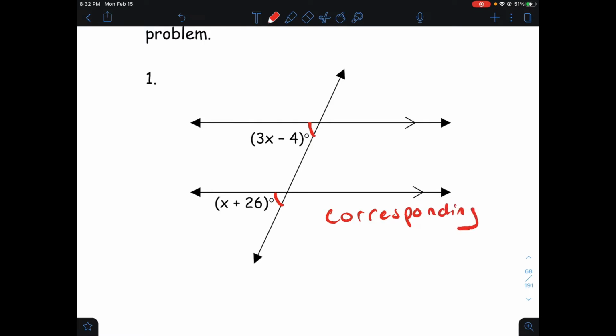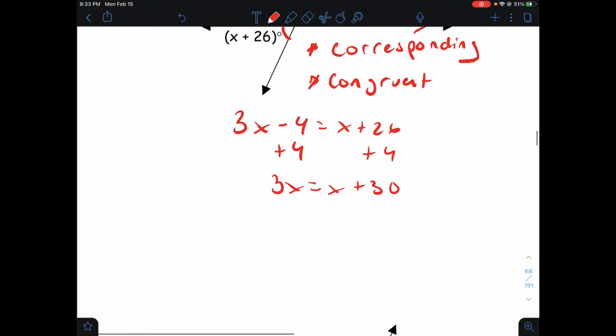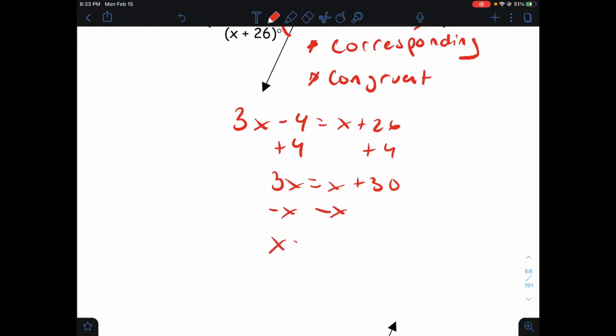All right, so these are corresponding angles, which if you see your note sheet, when you've got two parallel lines, they are congruent. So with that information, I want you to go ahead and solve for x. Since we know that they are congruent, we can set these two equal to each other. Add 4. You should get x is 15.